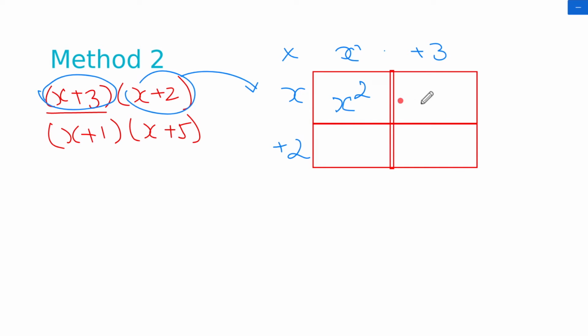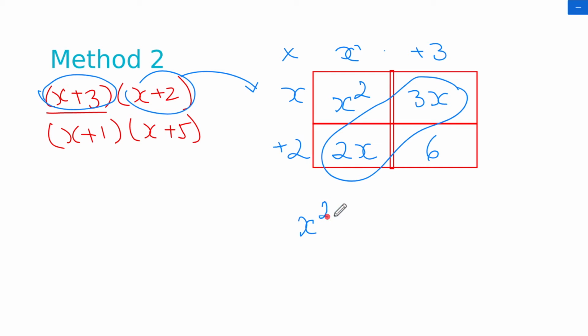So you do x times x is x squared. Then you have x times 3 is 3x. 2 times x is 2x. And 2 times 3 is 6. What I want you to see is that it's the same answer. Your like terms are always going to be the diagonal ones. So if you want to know where to find them, it's easier to collect them like this. Okay, so you're going to write this first because we write them in the order of their powers. x squared plus 5x plus 6. Yeah, that's what we got the first time as well.